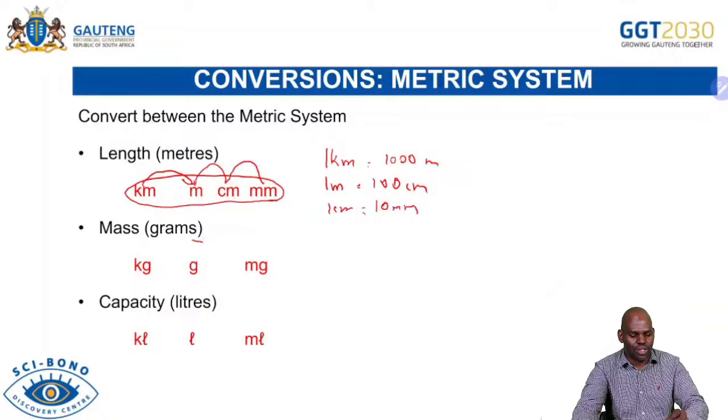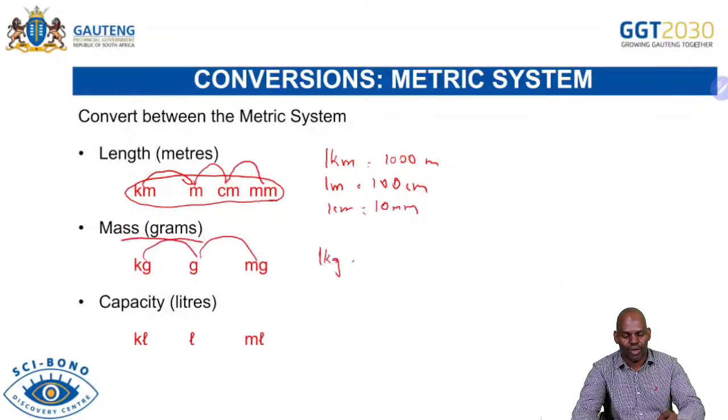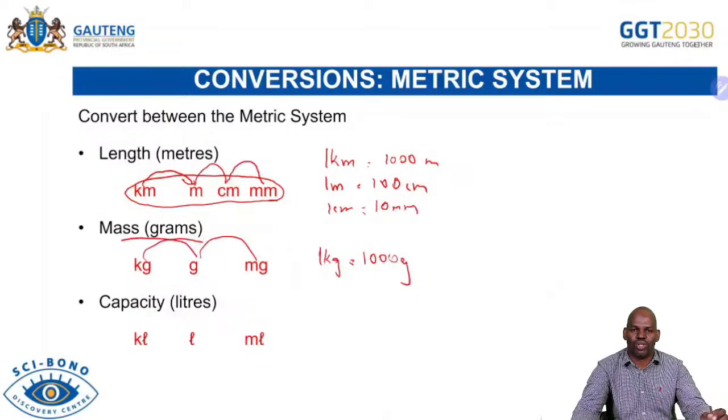The same thing with mass or weight: kilogram to gram and gram to milligram. You must be able to convert. We know that 1 kilogram is equal to 1000 grams. The examiner might not give it to you, so you need to know it. If you want to convert from a kilogram to a gram, you multiply by 1000. But if you want to convert from gram to kilogram, you divide by 1000.